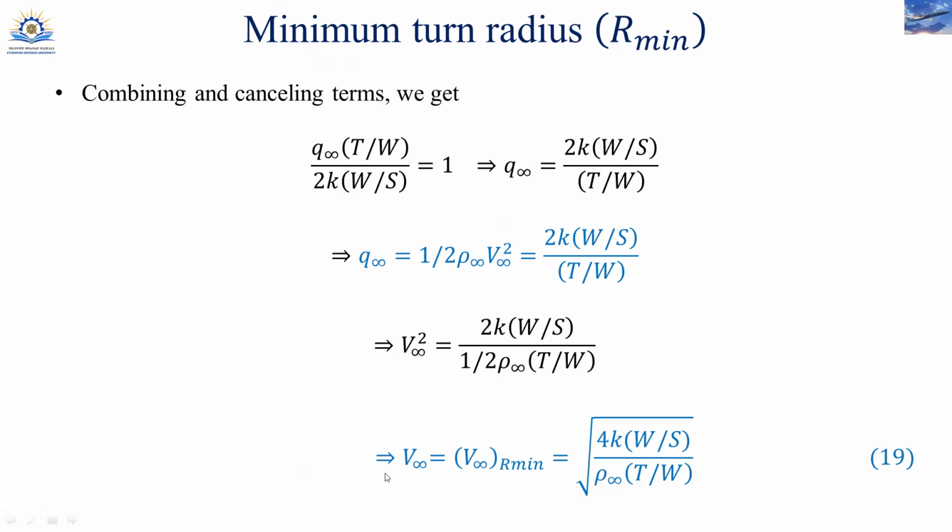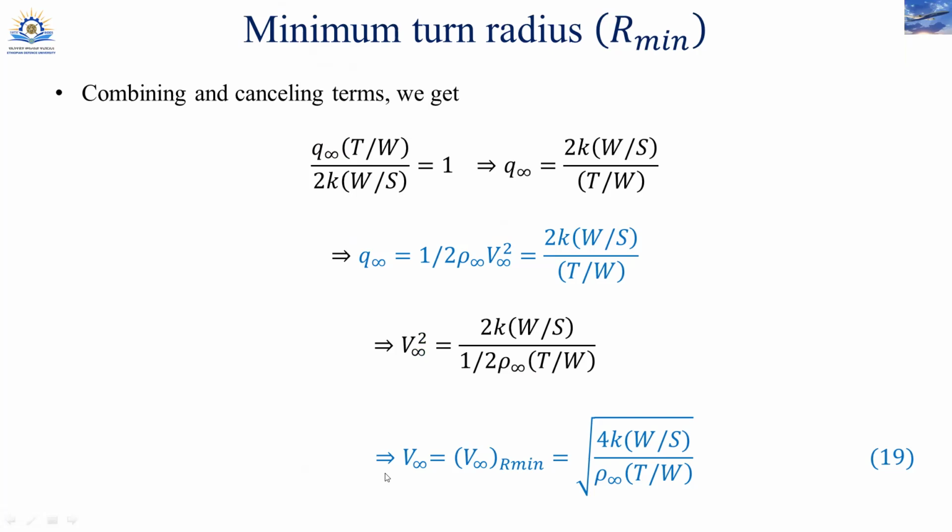Q means half rho V square, so just substitute those things. Finally, you can get V. This velocity is the minimum velocity for the R minimum condition. It is called V minimum. So you can call it V minimum, the velocity for the R minimum condition.